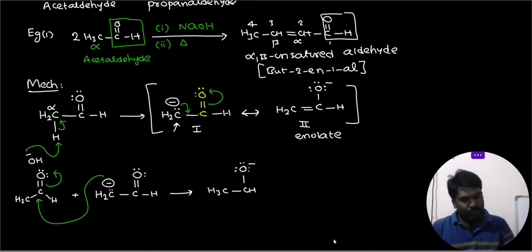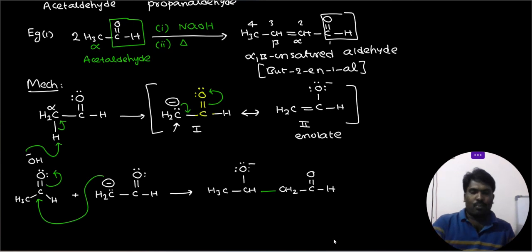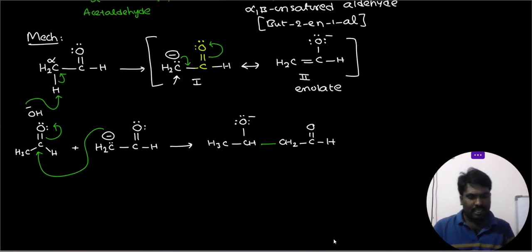Here a new carbon-carbon bond is formed. Now CH2, C single bond, C double bond O H, is formed. Now protonation takes place. Clear? Protonation here, H plus. We can take it from water, that H plus is added to O minus.